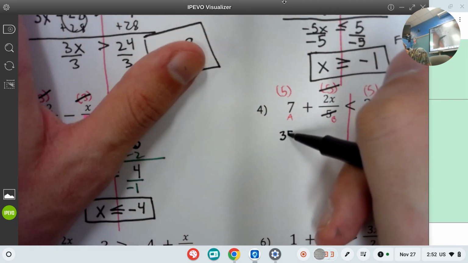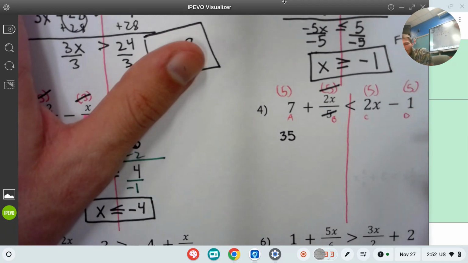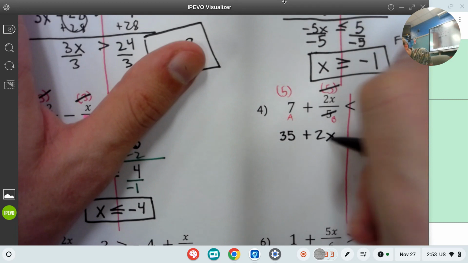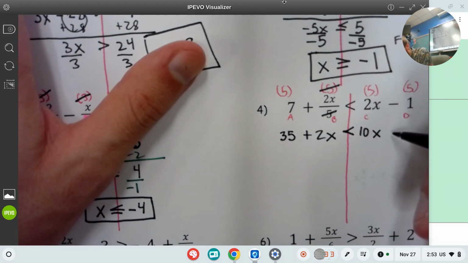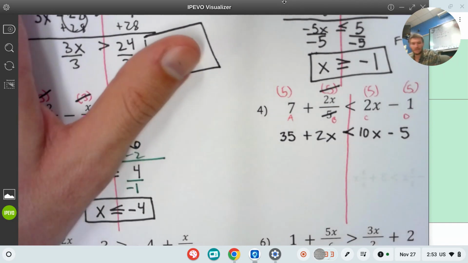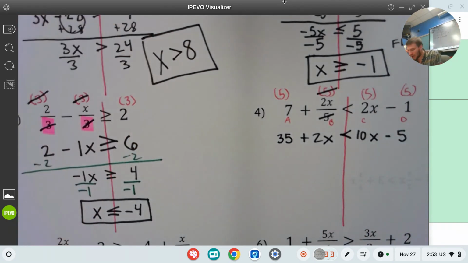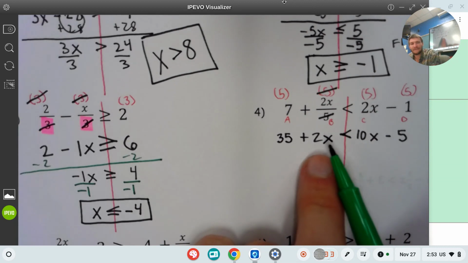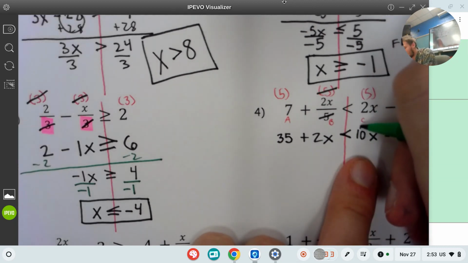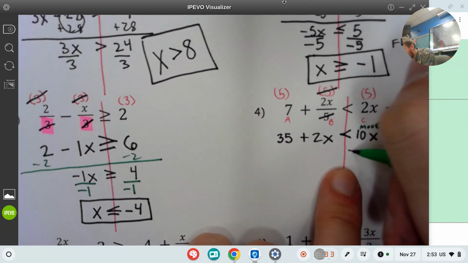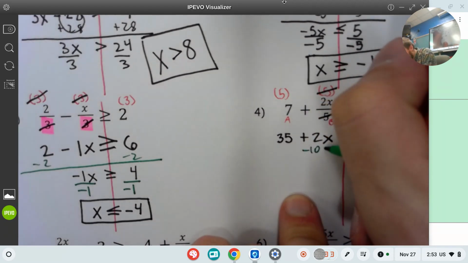7 times 5 is 35. What does B end up after we get rid of the 5s? Just the 2x, that's easy. Less than 5 times 2, 10x. And 5 times 1, negative 5. All right, the fractions are gone that fast. Really, I don't think the fractions are that bad. Now, this time I have x's on the left and the right. The first thing I want to do is move those x's over to the left. So I'm going to move this one. Minus 10x, minus 10x.